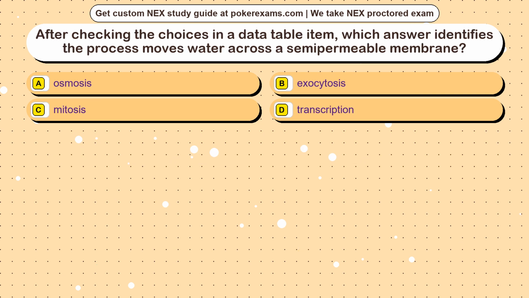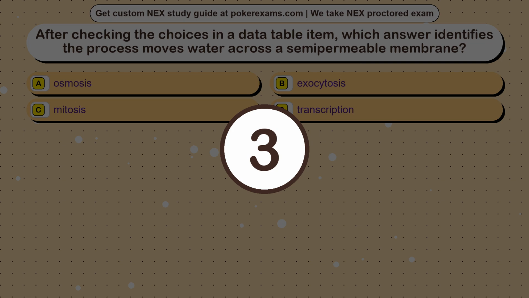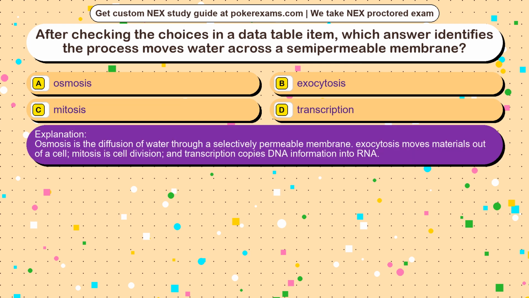Question 3. After checking the choices in a data table item, which answer identifies the process that moves water across a semipermeable membrane? Option A, osmosis. Option B, exocytosis. Option C, mitosis. Option D, transcription. The correct answer is option A. Osmosis is the diffusion of water through a selectively permeable membrane. Exocytosis moves materials out of a cell, mitosis is cell division, and transcription copies DNA information into RNA.